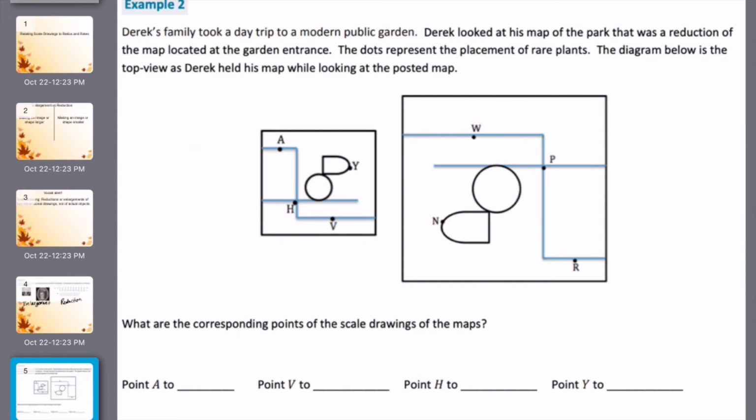It's always important for us to really make sure that we are trying to look at our drawings from the same perspective. We can see in Derek's drawing right here that he has his map flipped in a different way rather than what the actual map is showing. So it's important for us to try to look and correspond what different points are.